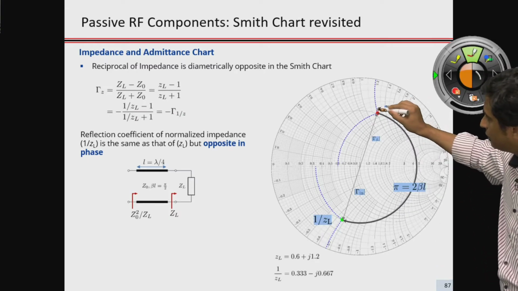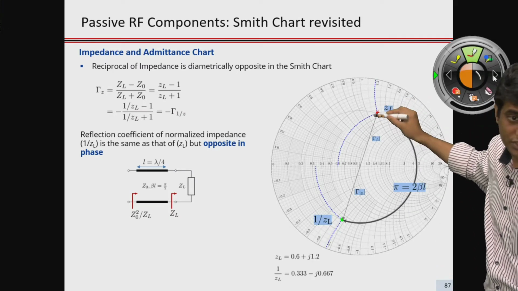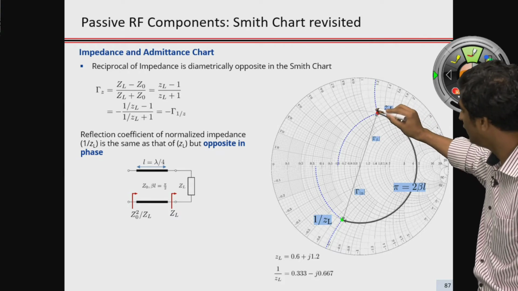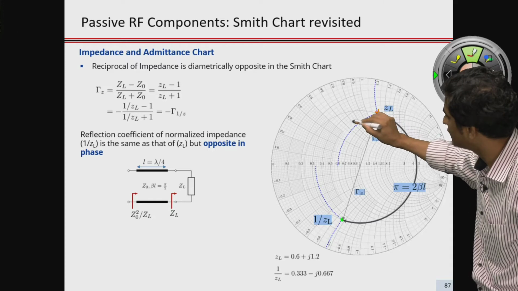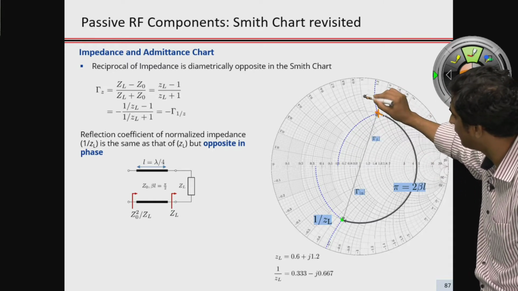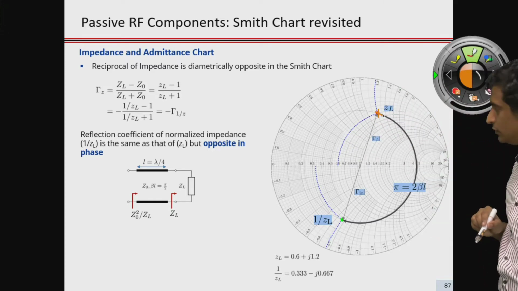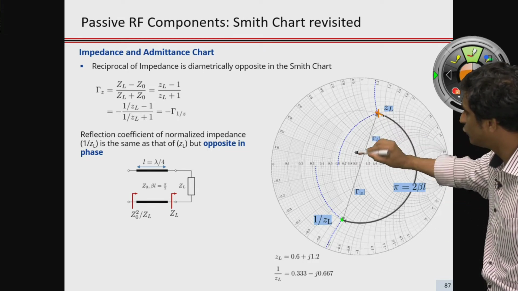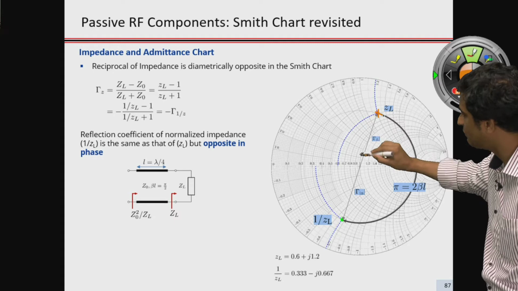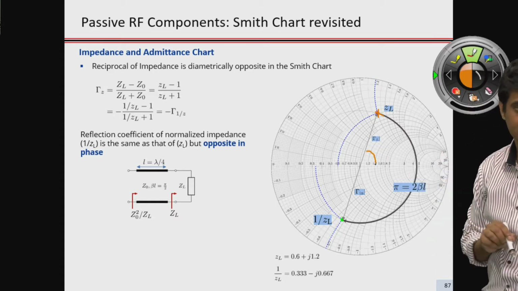So let's first consider a particular load impedance, ZL, identified as this particular point in the Smith chart, having a certain constant resistance and a constant reactance. It has a certain reflection coefficient, the magnitude given by this vector, and the phase given by this angle that it makes with the x-axis.